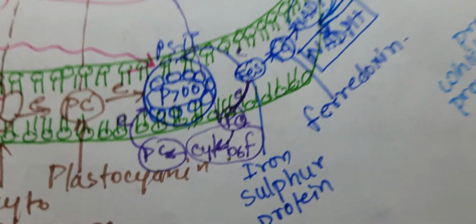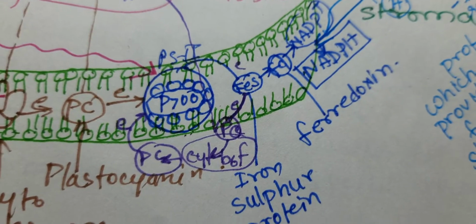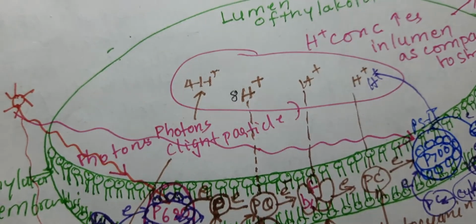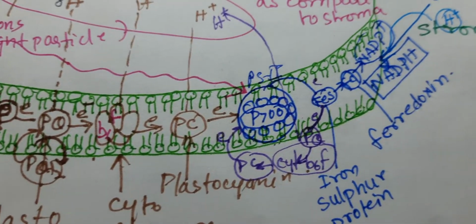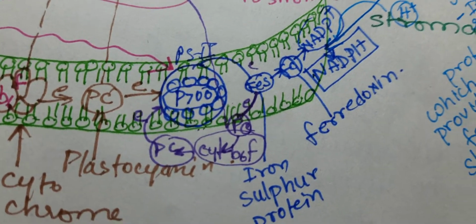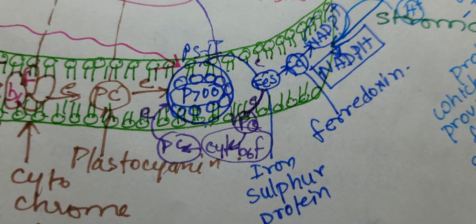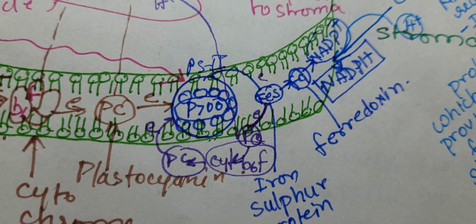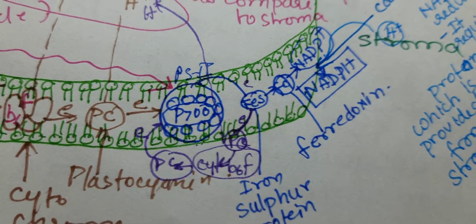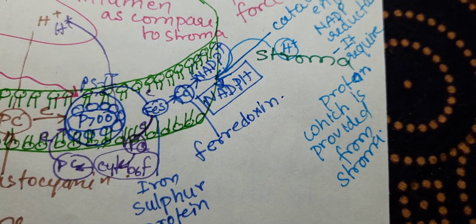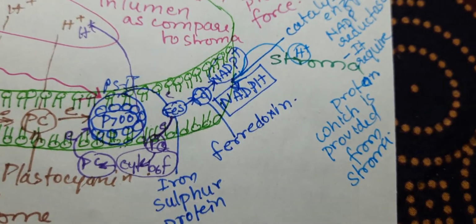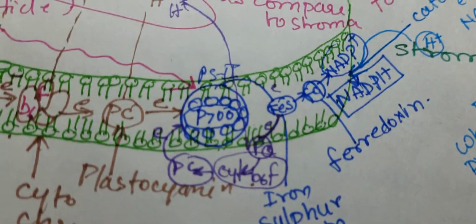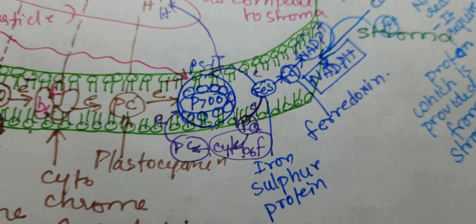Now if you look at the second mode, because P700 can directly take the energy from the sun also and excite the electron. In that case, when it takes the direct energy, the electron goes to FeS and then to ferredoxin, and from the ferredoxin it follows a different path and comes back to P700.